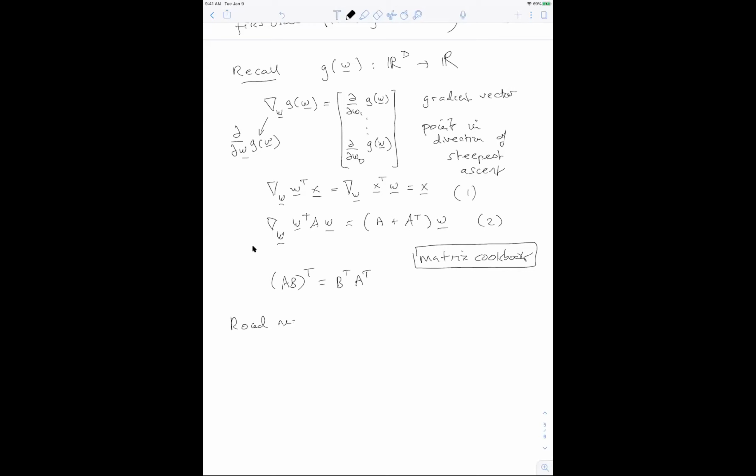Right? And so our roadmap now is that we are going to be thinking about this nicely convex loss function. We're going to be, first of all, working with the first order optimality conditions and quickly checking the second order optimality conditions. And those will give us a solution to the linear regression training problem. And as we do that, we're going to appeal to identity 1 and identity 2 at some point.